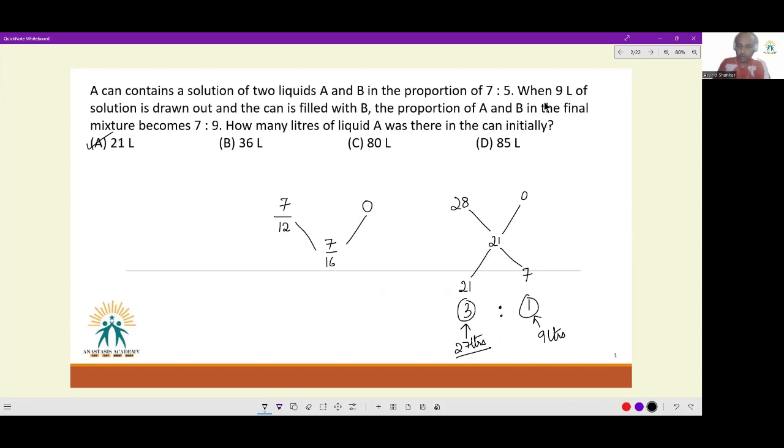Now this 27 liters was obtained after 9 liters had been drawn out. So our final solution that we are creating is 36 liters. The initial volume and the final volume haven't really changed. So if the total volume was 36 liters, A was 7 by 12 of 36 liters, which leads us to 21 liters. Now, when you're doing allegations and dealing with A, this is what we would do. If we were dealing with B, then see how our storyline would change.